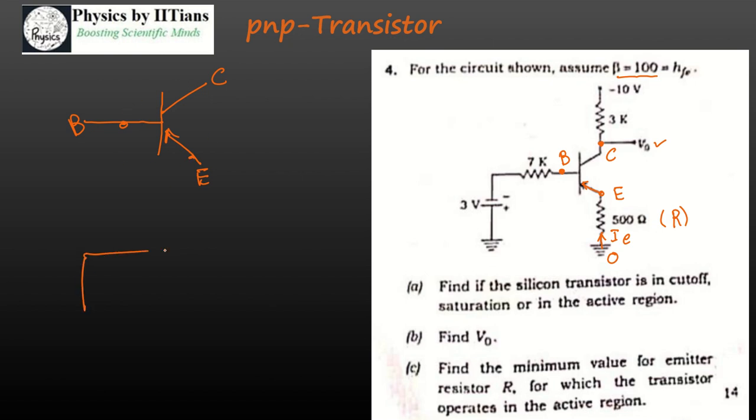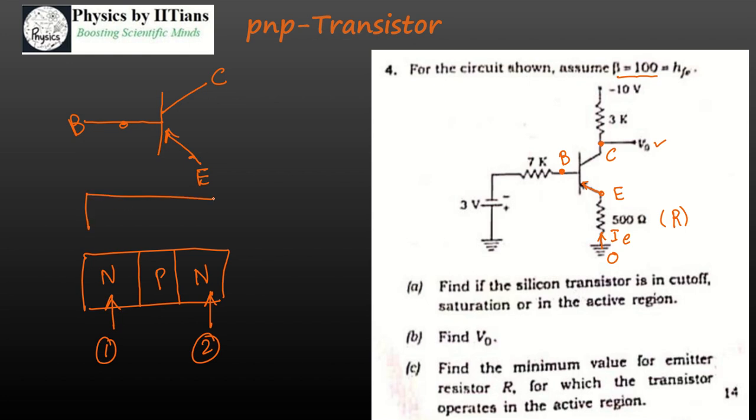So if I write it in a more useful fashion, the transistor actually has three semiconductors. One semiconductor is this, another semiconductor is this. The 1 and 2 semiconductors are of the same polarity. Either they will be the p type or they will be the n type. So if we sandwich a p type semiconductor between two n type semiconductors, we call it a NPN transistor. Similarly, if we sandwich a n-type semiconductor between two p-type semiconductors, we call it a PNP transistor.